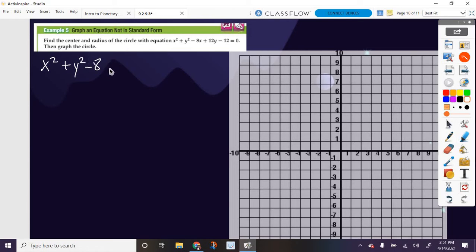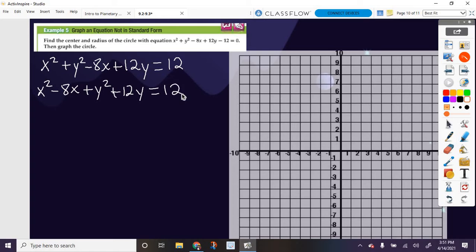So my first step when looking at the equation is going to be to move over any constants to the other side. So in this case, we have a minus 12 on the left-hand side, so I'm going to add 12 to both sides. My next step is going to be to rewrite my terms with the same variables next to each other. So I move my negative 8x by my x squared and my 12y by my y squared.